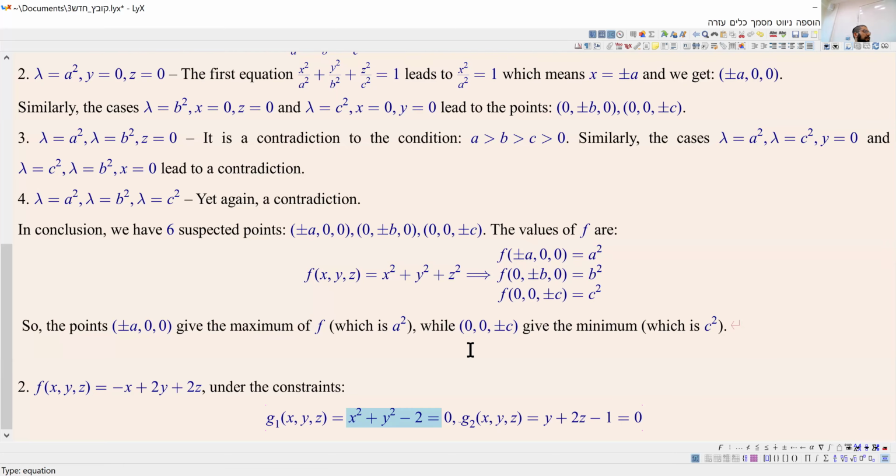Here, geometrically speaking, the first constraint, g1, describes a cylinder. I mean, in the plane, it's just a circle, but here you can have whatever z you want. So it's an infinite cylinder. And y plus 2z minus 1 is a plane. And when a cylinder is intersected with a plane, it's probably an ellipse or a circle, something like that.